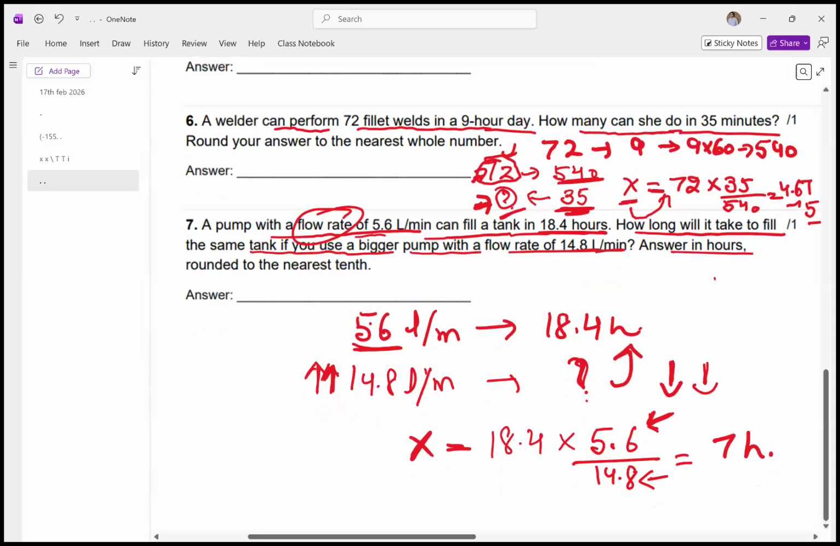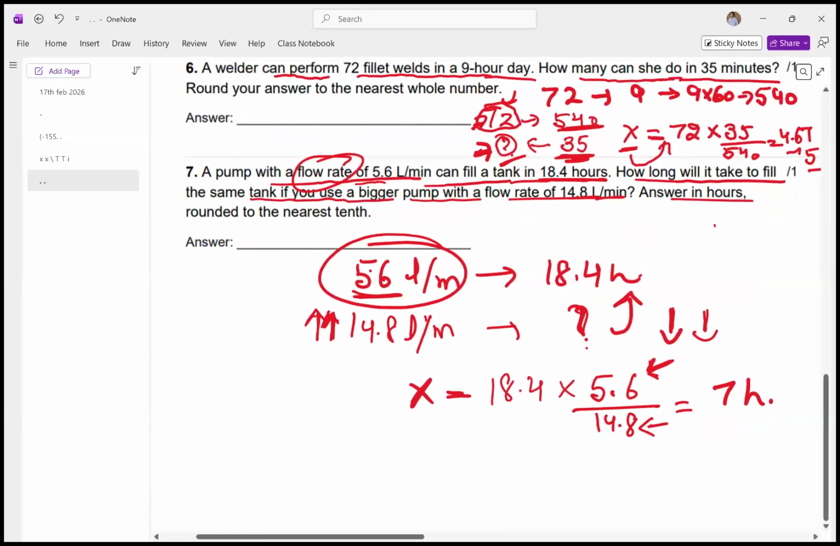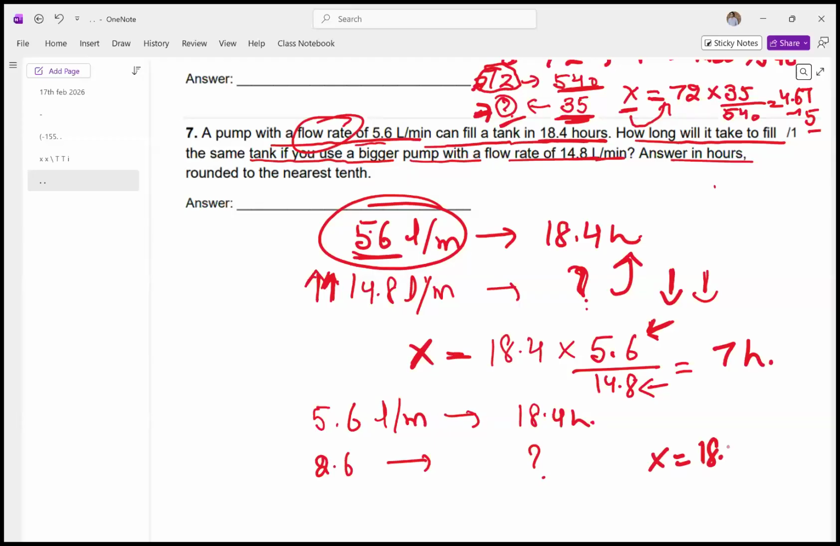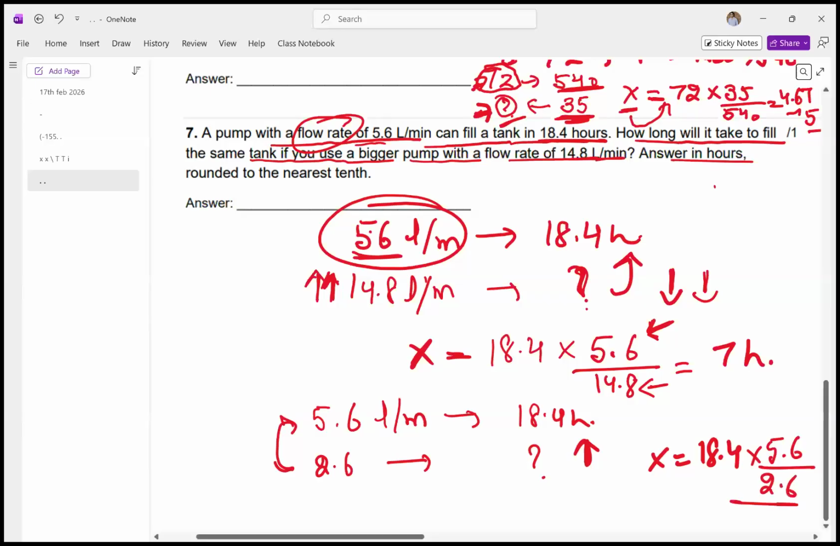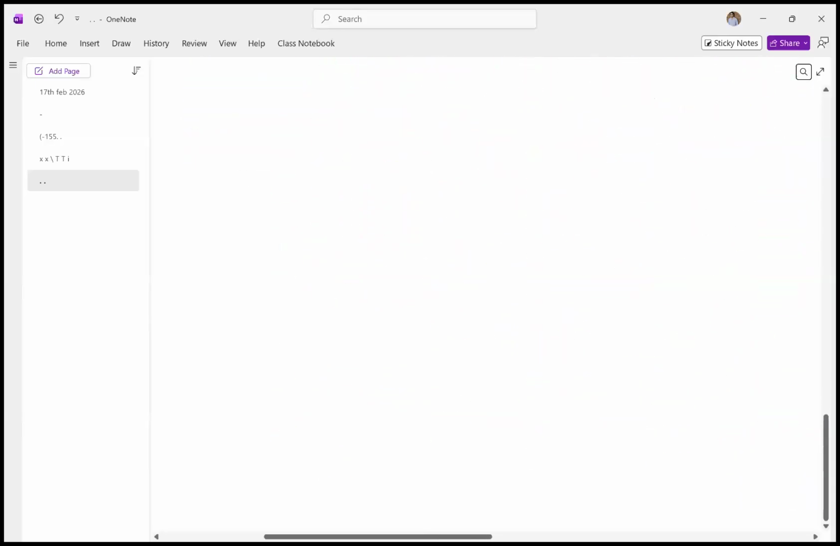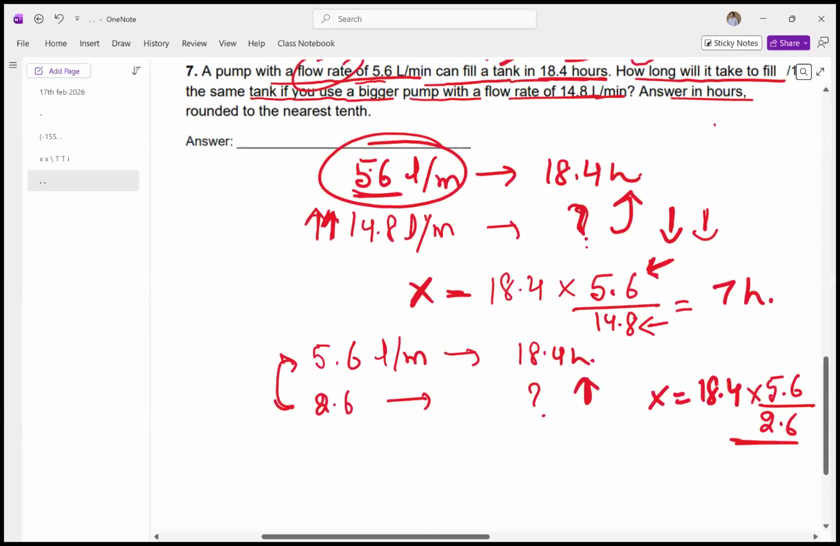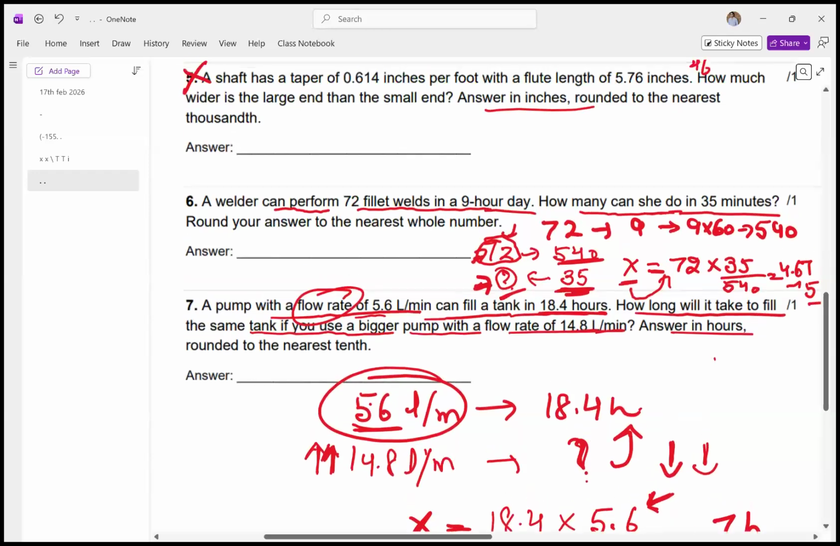All right. Now, if the flow rate had reduced, so let's say 5.6 liters per minute takes 18.4 hours, and the flow rate is 2.6 now, what would you have done? You would have done x equal to 18.4. You want to increase this number because now it's going to take more time. So you will write the bigger of these two numbers on top, 5.6 upon 2.6, and that's going to give you the final answer. So that was a question on indirect proportion. Hopefully you were able to understand this question. And yeah, that's about it.